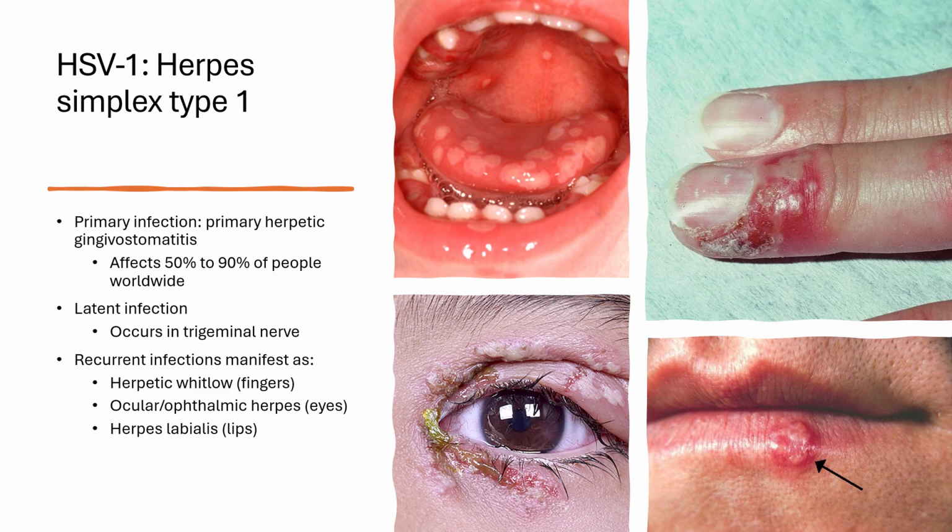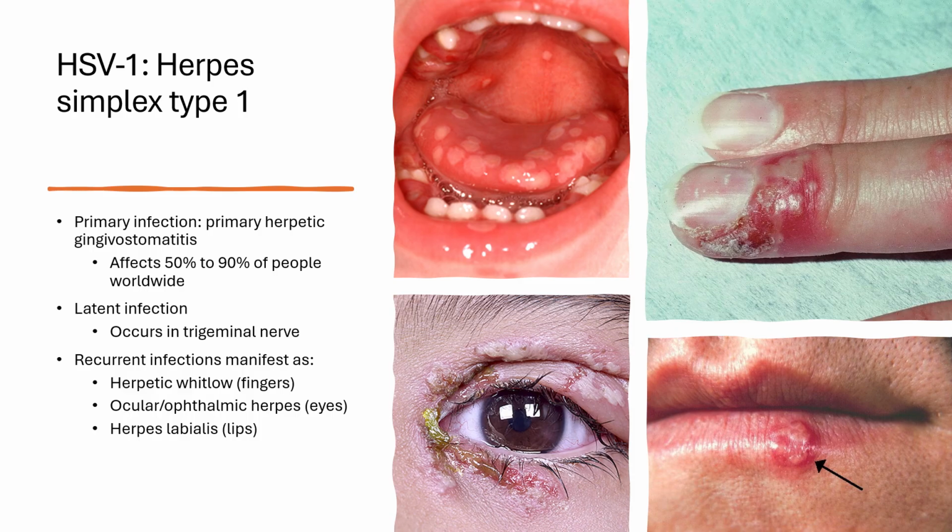For the herpes simplex virus type 1, the primary infection is primary herpetic gingivostomatitis. If you look at the pictures of the child's mouth, that is a classic little one that has primary herpetic gingivostomatitis. This is herpetic lesions throughout the entire mouth. It's very painful. And if you were to see a patient like this, we would definitely dismiss them and allow that little one to heal.